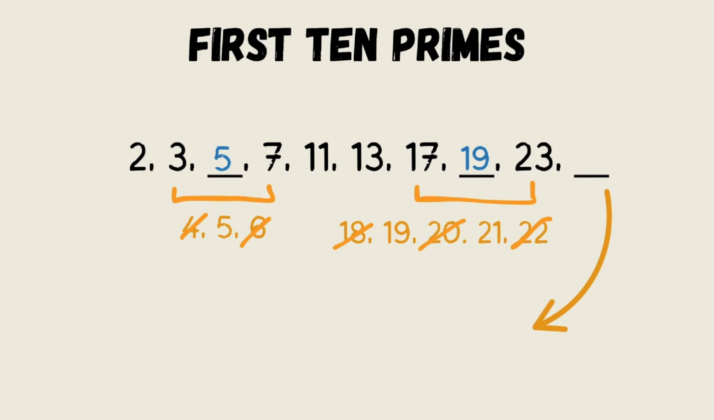So now let's do the last blank. Let's count only the odd numbers from 23. Hint: we don't need to count the even numbers because we know that they are not prime. So 25 is divisible by 5, so it is not prime. 27 is divisible by 3, so it is not prime. And 29 doesn't seem to be divisible by anything other than 1 and itself. So that's our answer. Now let's do a problem that's just a tad bit harder.